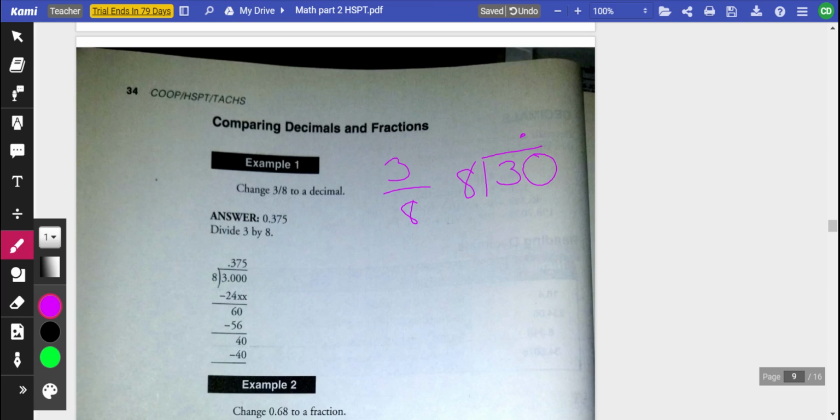8 goes into 30 3 times for 24. And then we get 6. And then we would do 7 because we would get 56. And then we would keep dividing and we would get 4. We get to put another place value and we get 5. And it'll terminate there because 5 times 8 is 40. So then it's pretty much what they just did right here. I just did it a little bit more messy and a little more mentally. But that's it.